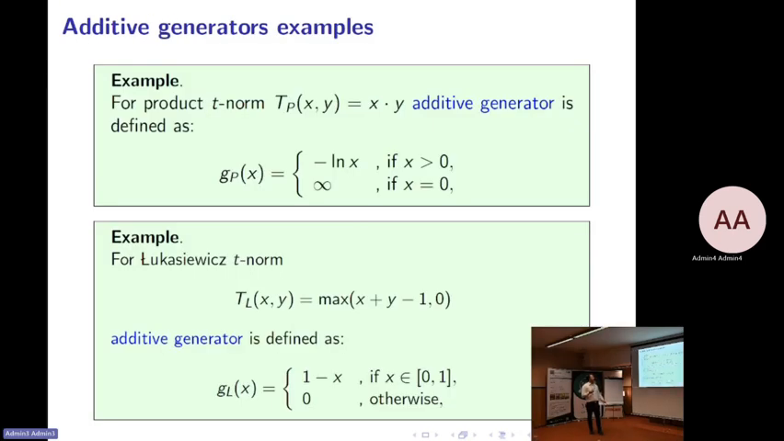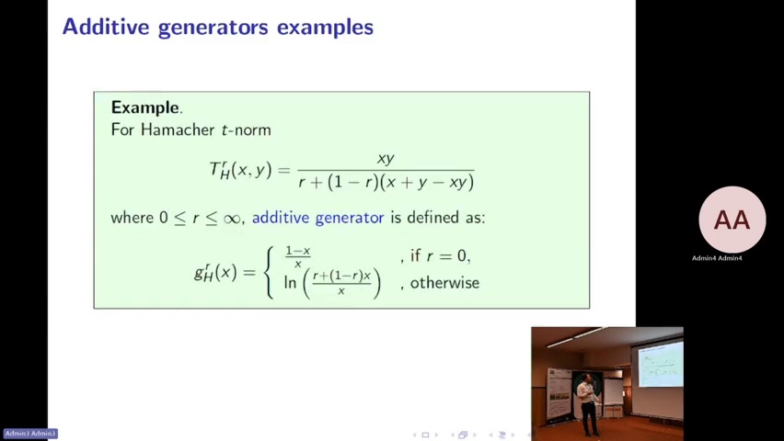So for similarity measure construction, we will use a tool called an additive generator. It is a one-variable function which is continuous and strictly decreasing. And here are provided some examples of additive generators. For product t-norm, the additive generator is the logarithmic function. For Lukasiewicz t-norm, the additive generator is the following. And for Hammacher t-norm, it looks like that. Here in the special case when parameter r is equal to 1, we get just the product t-norm.